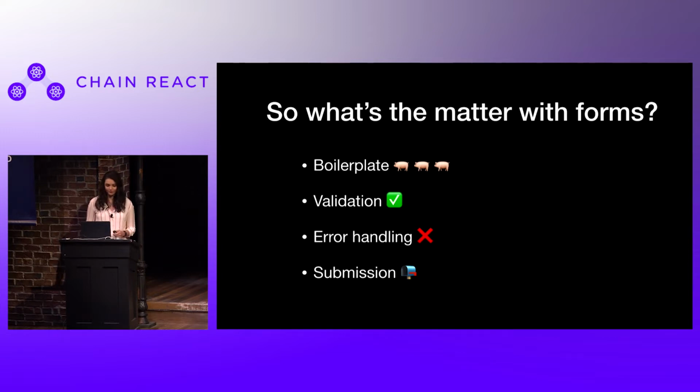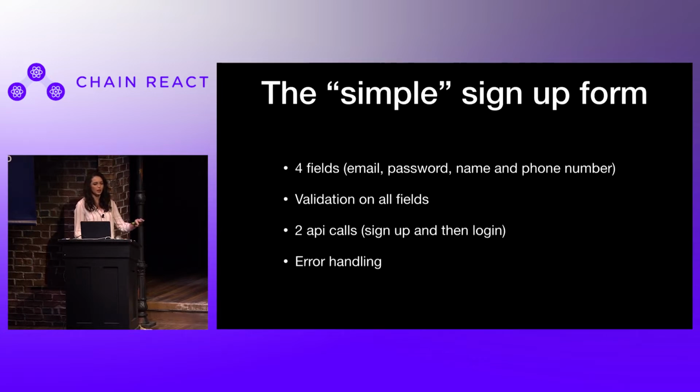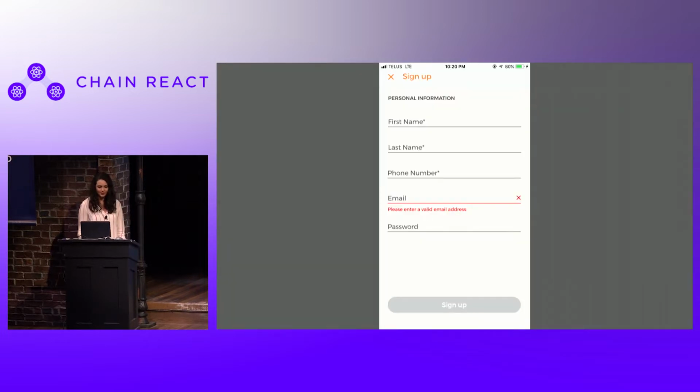Let's go through an example to actually illustrate that. So you're at a company, and your product manager comes in, and he's like, okay, so we're going to make this app, and this app's going to have a sign-up form. It's super simple, you know, so it shouldn't take you too long. This sign-up form's just going to have 4 fields: email, password, name, phone number. We want validation on all the fields, just 2 API calls, sign up and then log in, and then some error handling. Should be easy, right?